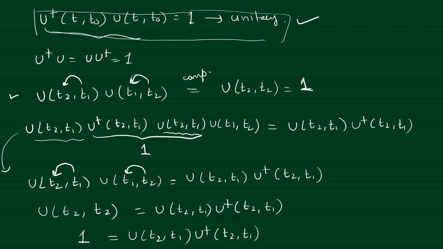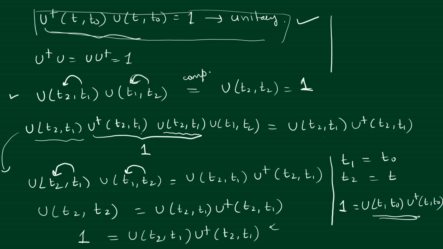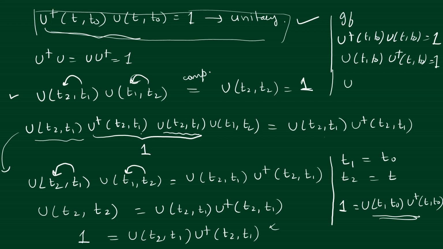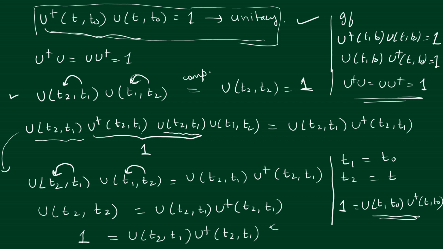Now to put it in the earlier form, let's take t1 as the initial time t0 and write t2 as simply t. We are just redefining these labels. So we get the relation 1 is equal to U(t, t0) multiplied by U dagger(t, t0). In other words, we have shown that U U dagger is also equal to 1. So the conclusion is that if U dagger(t, t0) U(t, t0) is the identity operator, then so is U(t, t0) U dagger(t, t0). So we have finally come to the conclusion that U dagger U is equal to U U dagger equal to the identity operator. In other words, the time evolution operator is actually unitary. It satisfies the unitarity conditions.